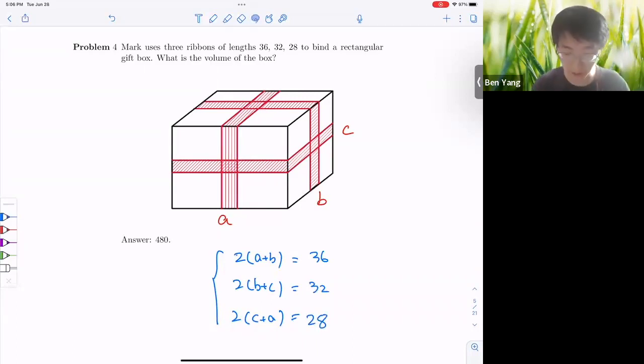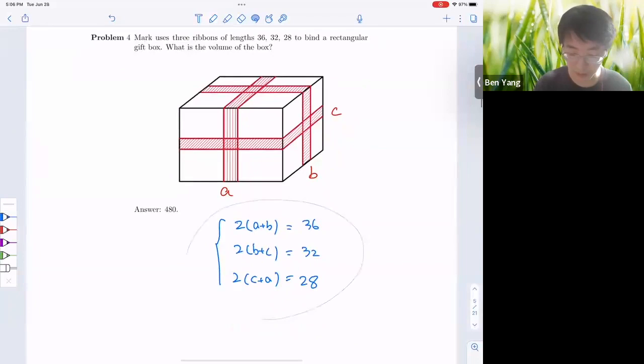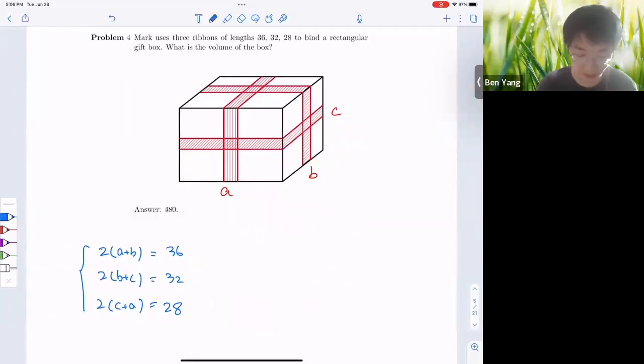Then we just need to solve equations here. Now let's first simplify. I guess we can divide everything by 2. So we have A plus B is 18, B plus C is 16, and C plus A, that's 14.